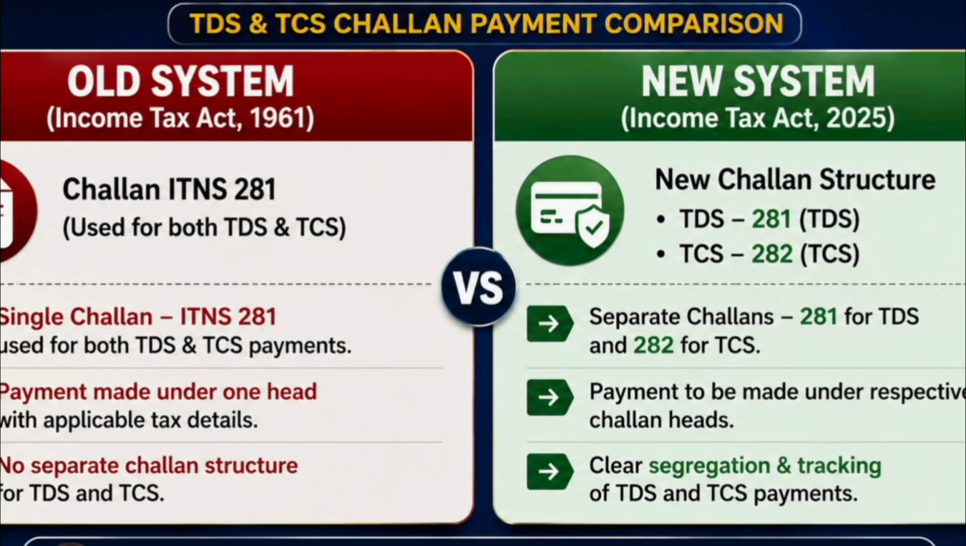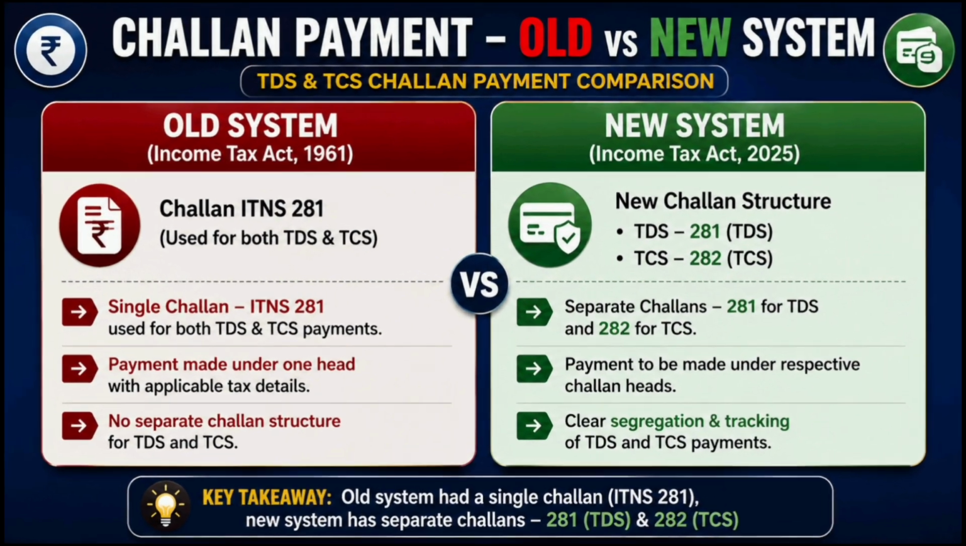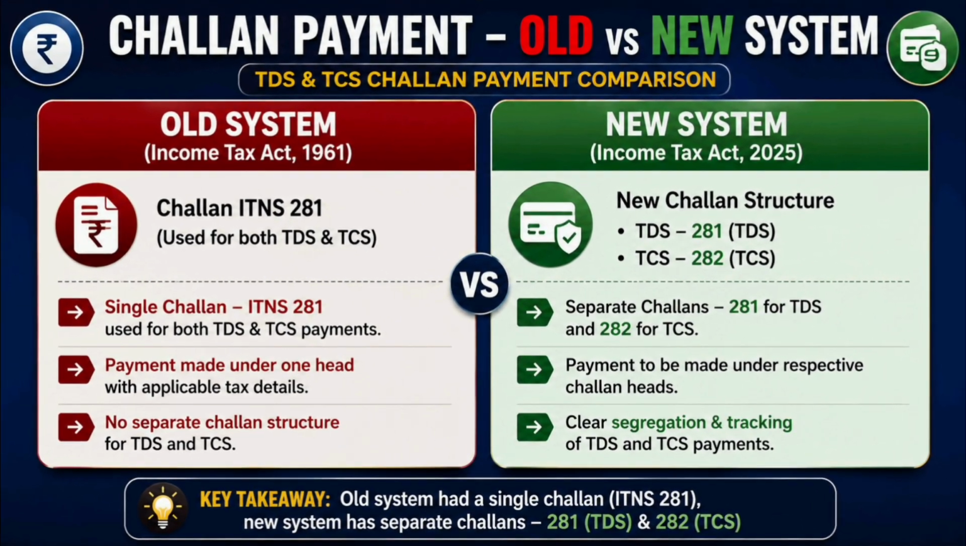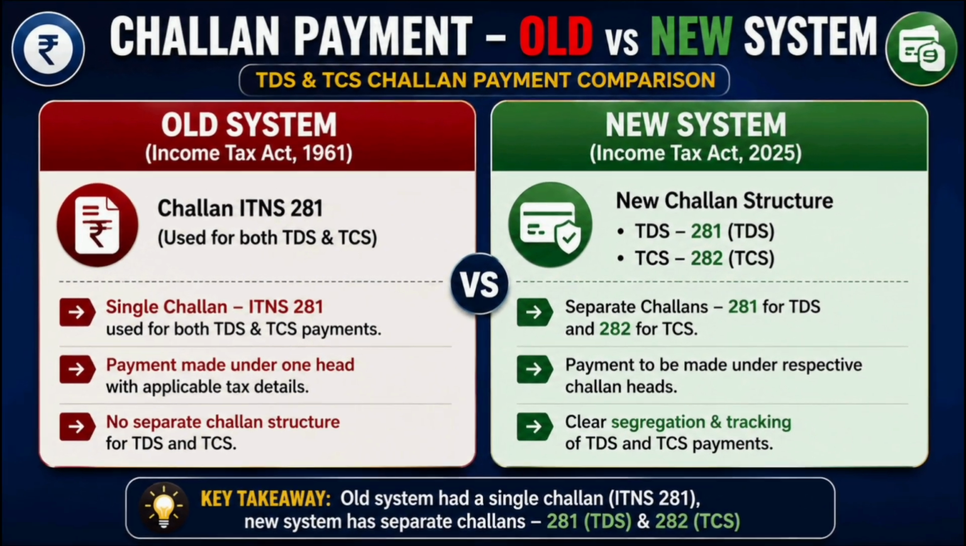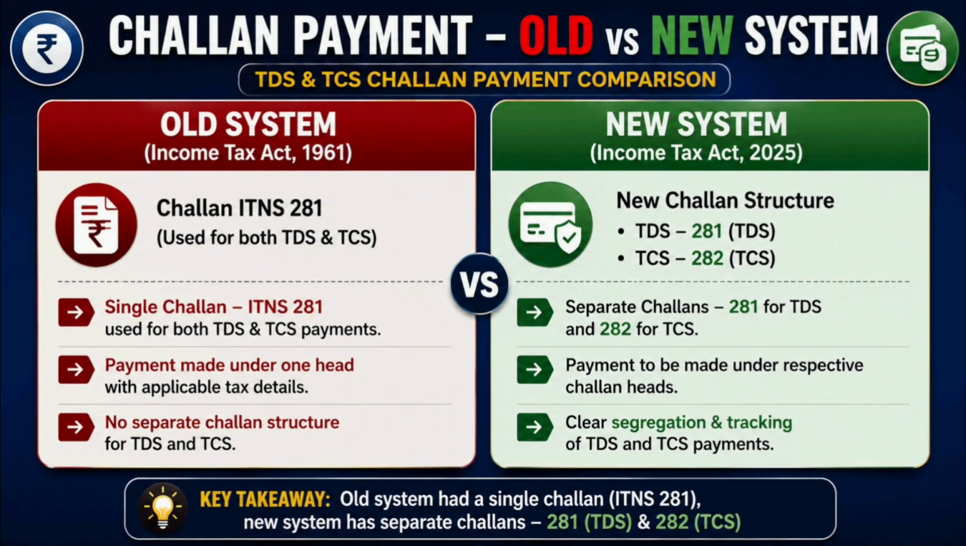And fifth aspect, challan payment. In the old Income Tax Act, challan ITNS 281 is used for both TDS and TCS, and in the new Income Tax Act, there is a new challan structure: 281 for TDS and 282 for TCS. This is overall the fifth aspect.